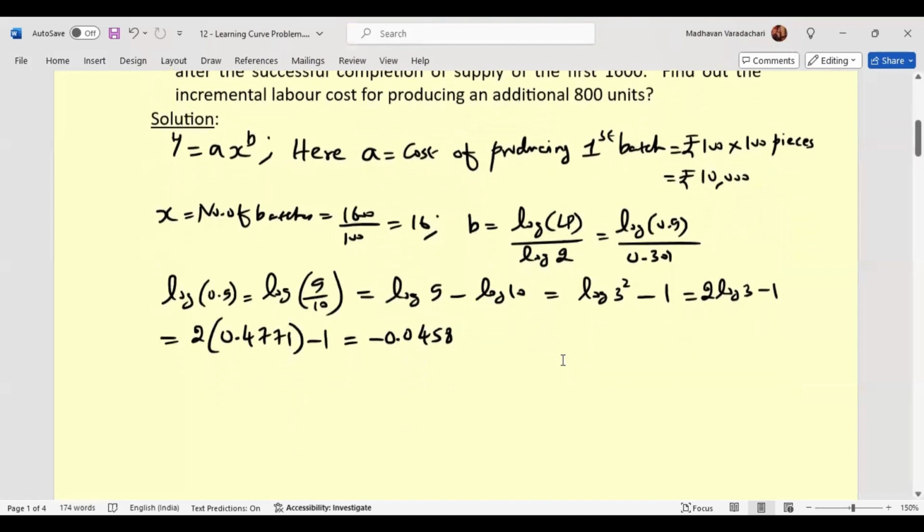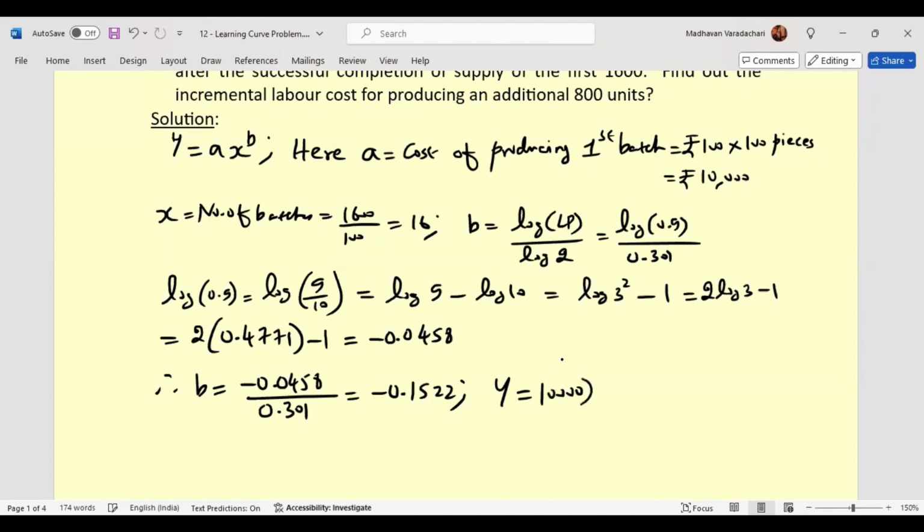So therefore, our b value will be negative 0.0458 divided by 0.301. If we calculate this, we will get negative 0.1522. Therefore, Y will be equal to A, that is 10,000, times X, which is 16, to the power of negative 0.1522.